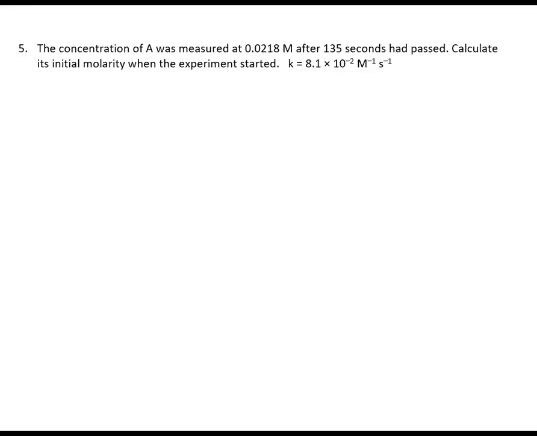And our final problem, defining the terms, the concentration of A was measured at some value, so that's our A. After 135 seconds had passed, that's our T. Calculate the initial molarity when the experiment started, and then we're also given K. So in this example, we're solving for A naught.